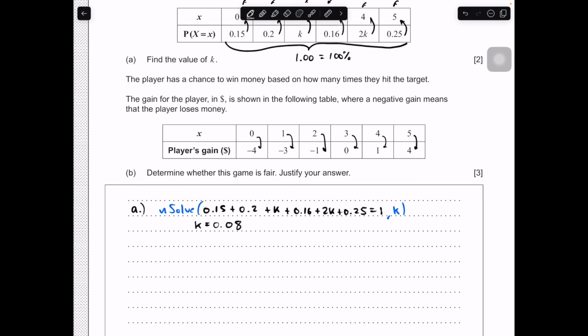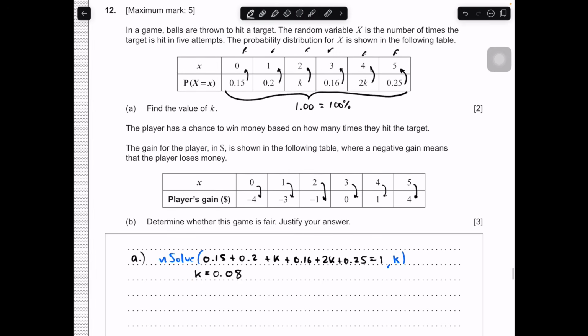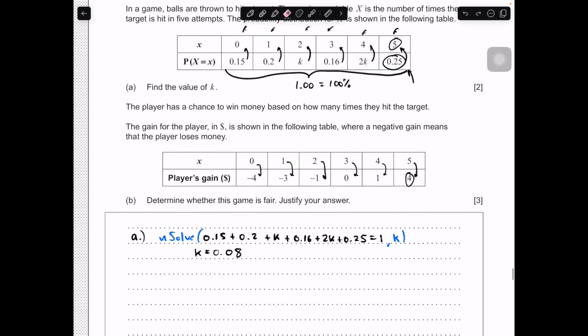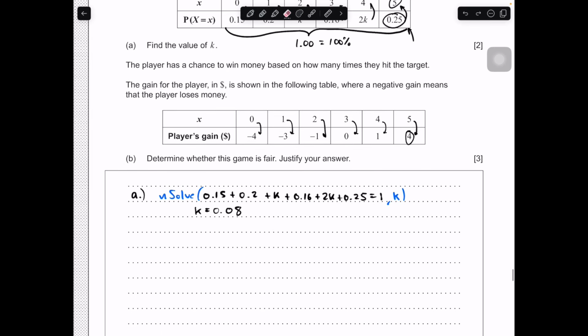We can't just simply add these up because there's a greater probability of some of these things happening compared to others. In this case, there's a 25% chance that we hit all 5 targets. So being able to win $4 in this instance, where we have what is overall a pretty likely event, is quite positive in terms of us winning money. Although we lose $4 in this instance, this only happens 15% of the time, so it might not be as significant. So the probability, or likelihood, of each of these events will matter.